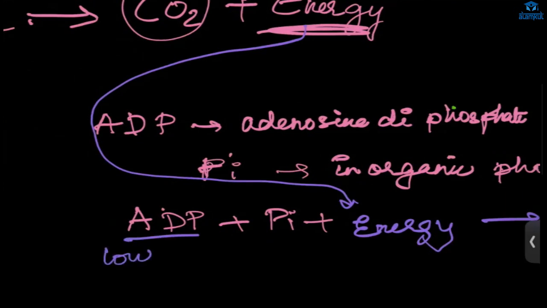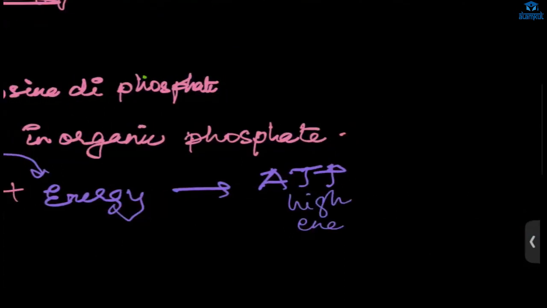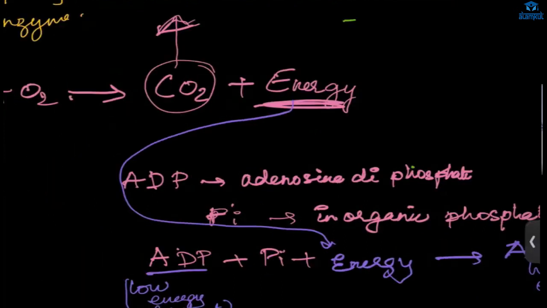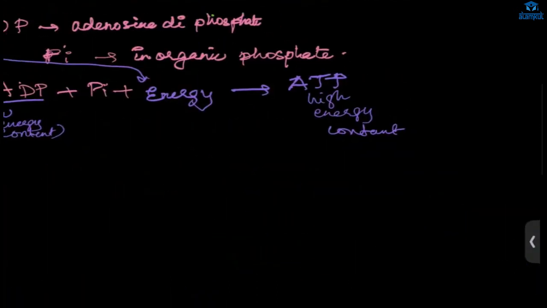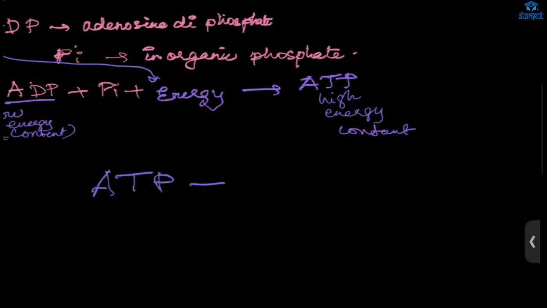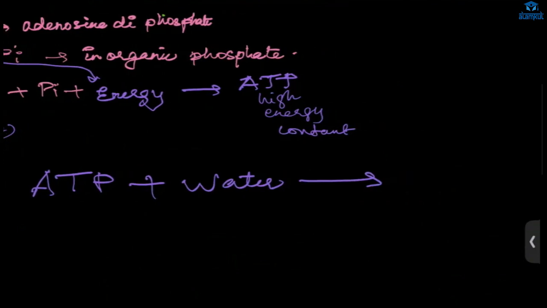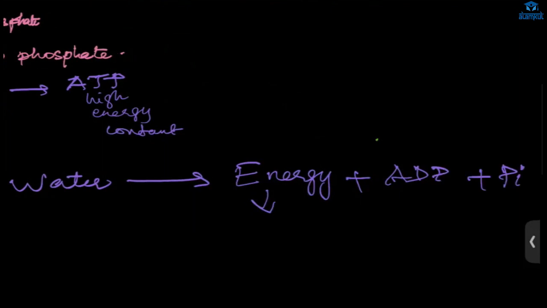This adenosine diphosphate has low energy content. This ATP has high energy content. In this, water is also formed. And after this, what will happen when ATP plus water is given? It will break down and we get energy. This energy will help in all the metabolic activities, reactions. This happens in the mitochondria.